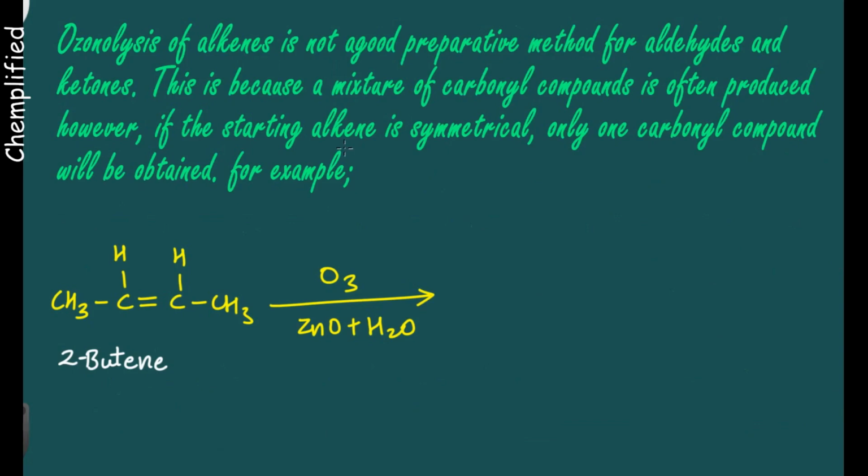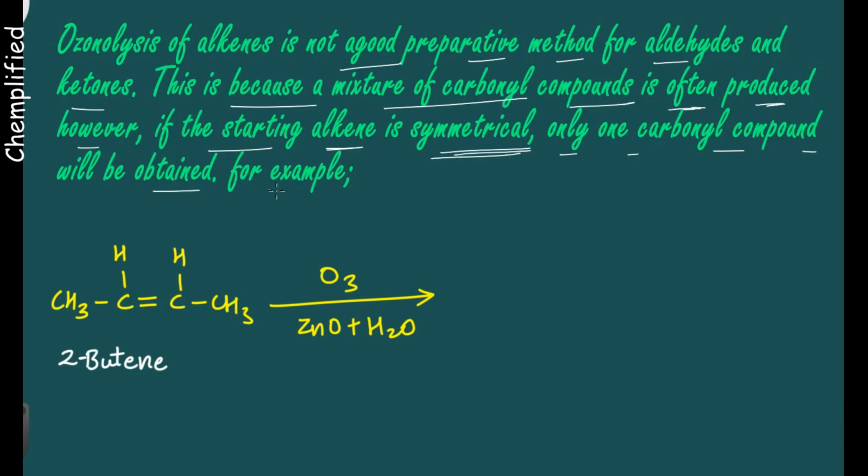We have also now read in the statement, ozonolysis of alkene is not a good preparative method for aldehydes and ketones. This is because a mixture of carbonyl compounds is often produced. However, if the starting alkene is symmetrical, only one carbonyl compound will be obtained. For example, this is your 2-butene. What happens is the bond breaking takes place and you will get only your acetaldehyde, right?